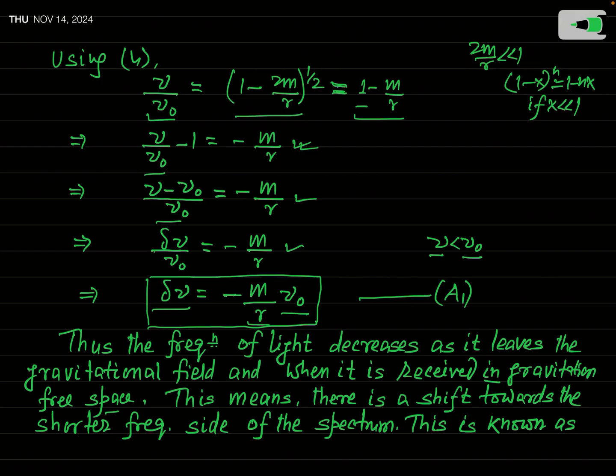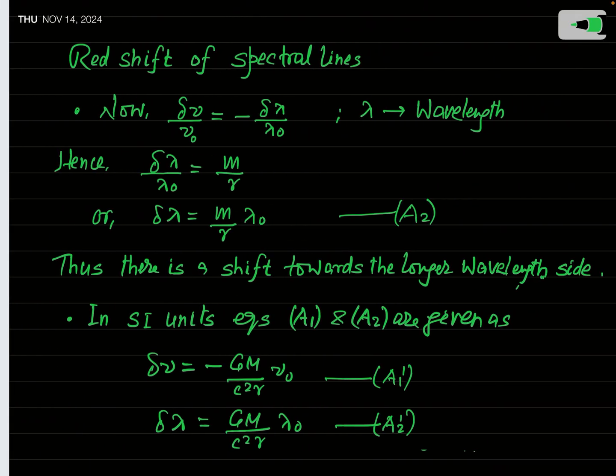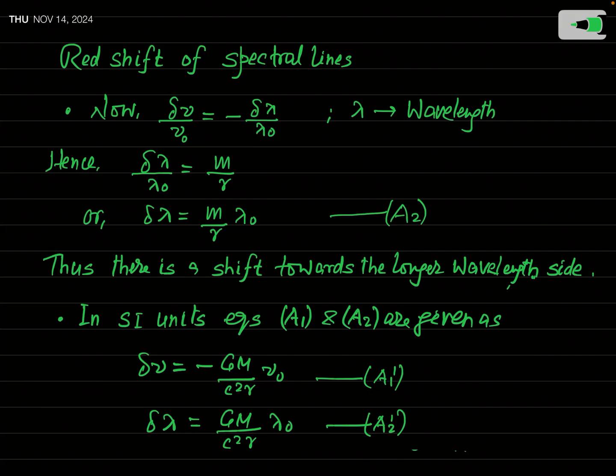And as you are saying that there is a decrease in frequency, it means you are tending towards the end of the spectrum where frequency is smaller, and that end is called the red end, and this is called red shift. So there is a shift towards the lower frequency side of the spectrum, and this is known as red shift of the spectral lines.